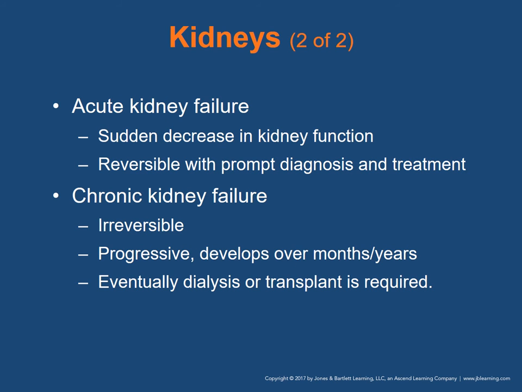Acute kidney failure is a sudden decrease in kidney function. It is reversible with prompt diagnosis and treatment. Chronic kidney failure is irreversible. It's progressive, which means it gets worse and worse over time and develops over months or years. Eventually, this keyword, dialysis, or a transplant is required.